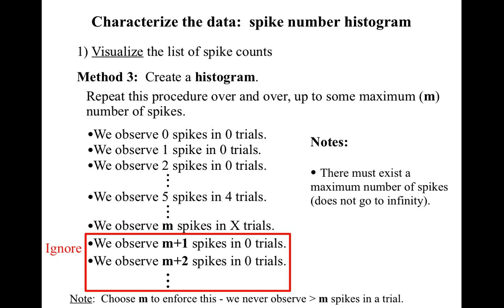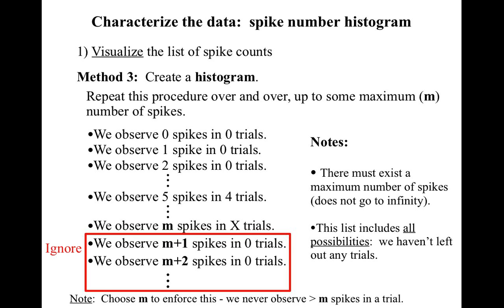Now, how do we know that we can do this? Well, there must exist a maximum number of spikes in a trial. We don't expect the number of spikes that we observe in a trial to go off to infinity. And why is that the case? Why can't we observe an infinite number of spikes in a single trial? Well, we can argue from biophysics that that's impossible. Biophysically, we know a neuron cannot produce an infinite number of spikes in a finite interval of time. The neuron's restricted by biology.